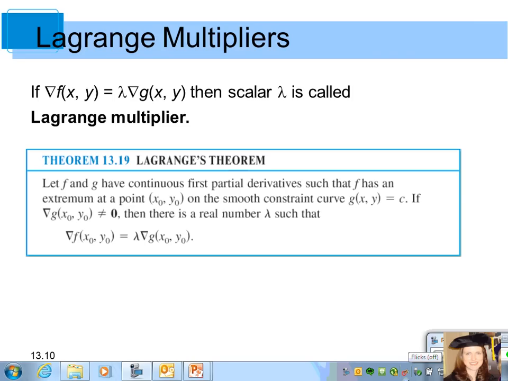Theorem 13.9 is Lagrange's theorem. Suppose f and g have continuous partial derivatives such that f has an extremum at the point x sub 0, y sub 0 on the smooth curve g of xy equals c. If the gradient of g does not equal 0, then there's a real number lambda, that's the Greek lowercase letter lambda, such that the gradient at the point of the original objective function is equal to some scalar multiple of the gradient of the constraint function. And that scalar multiple is your lambda. That's what we call the Lagrange multiplier.